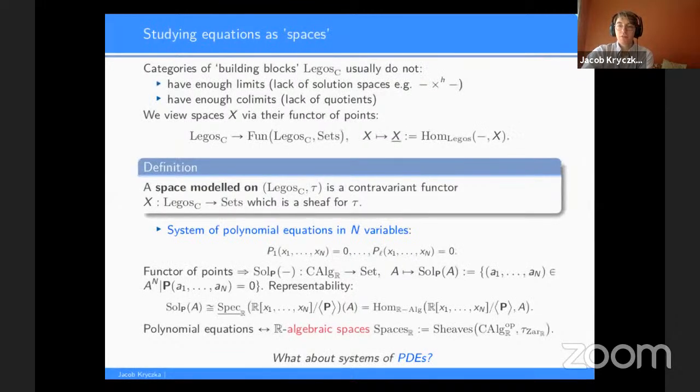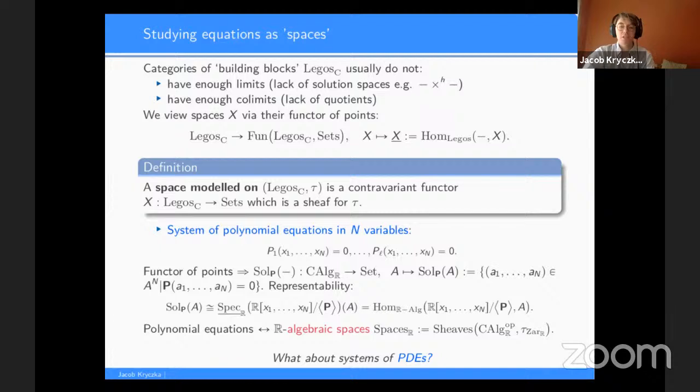So in a given category of Legos, typically it has a few drawbacks as well. There are not enough limits or colimits. This is one of the reasons why the critical locus was ill-defined. So we have a lack of solution spaces, or I mean fiber products, but also the quotient itself of the fields modulo gauge symmetries might not exist either. So to remedy such things, we will view our Legos by their functor of points. So written here, it's defined by mapping, probing or testing affine spaces into your geometric objects.